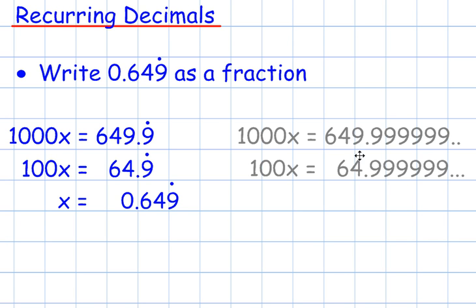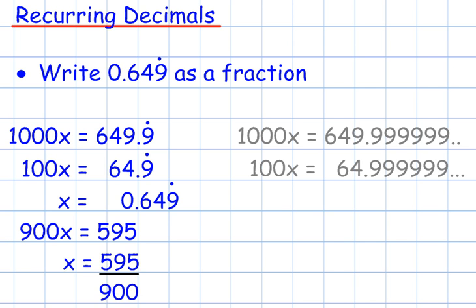So 649 take away 64, and then I've obviously got 1000x take away 100x. So that leaves me with 900x is equal to 595, which if I rearrange, x is equal to 595 over 900, and this will cancel down to 19 over 180.